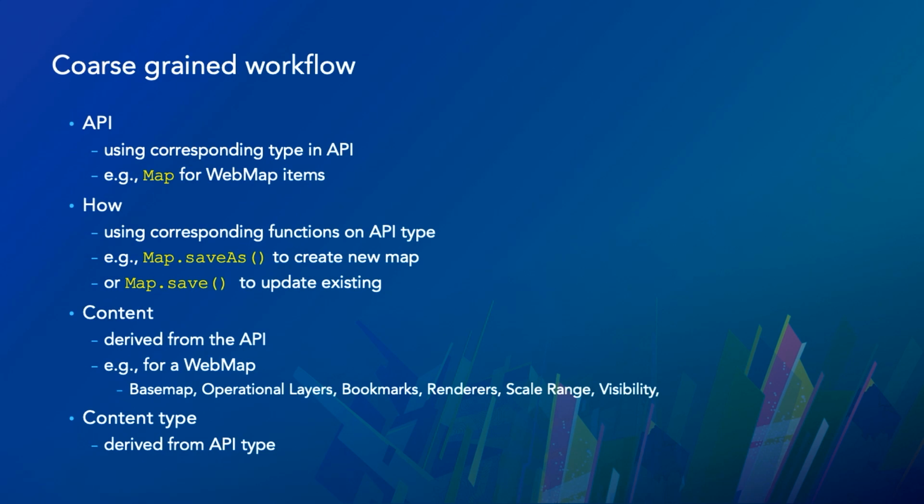So the coarse-grained workflow, for example, can be used with the map API type that we provide, which represents web maps. So you can really very easily create web maps in portals. We have some convenience functions on the map API, which is save as to create a new map or save to modify an existing map. And those functions know what layers are in the map, what renderers have been set on the layer, what scale range, etc. So they can save the web map in the right format for you. All you need to do is work with the map and use its API to create it or modify it.